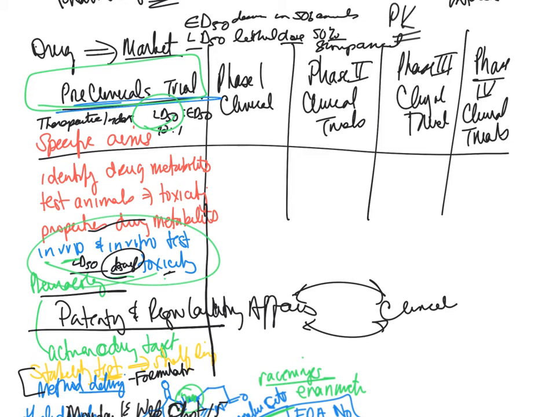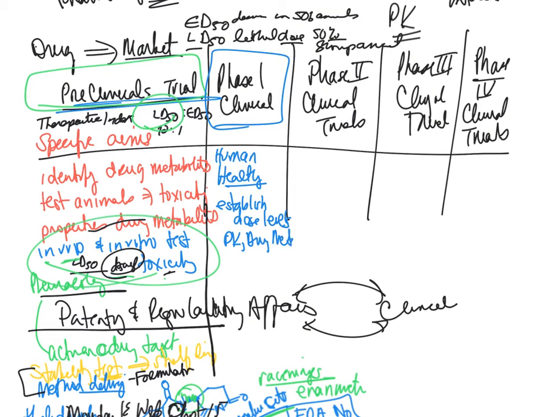Okay, so now we're going into phase 1. So let's say you have your drug molecule and it passed all the toxicity studies. Now phase 1, you're going to get into humans, okay? And they're going to be healthy humans. And you want to establish your dose levels. And this might be helpful to understand pharmacokinetics and drug metabolism. So now this is the first time you're in humans. Usually phase 1 takes about 1 year.